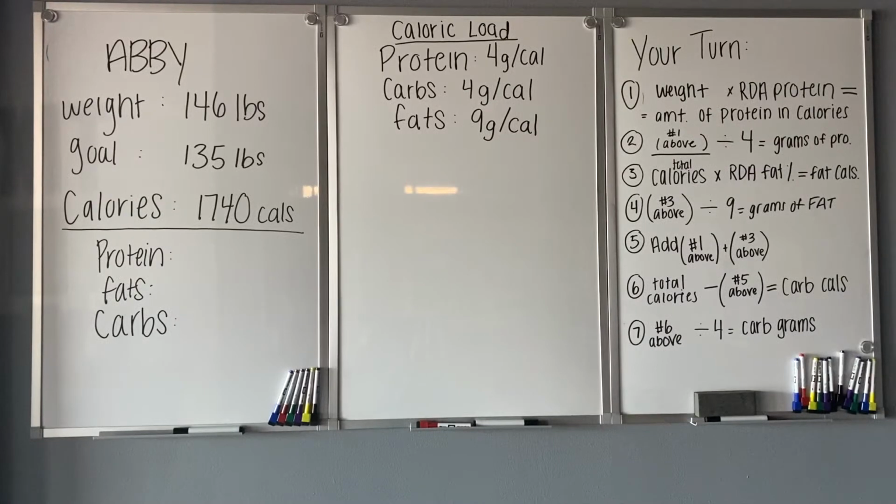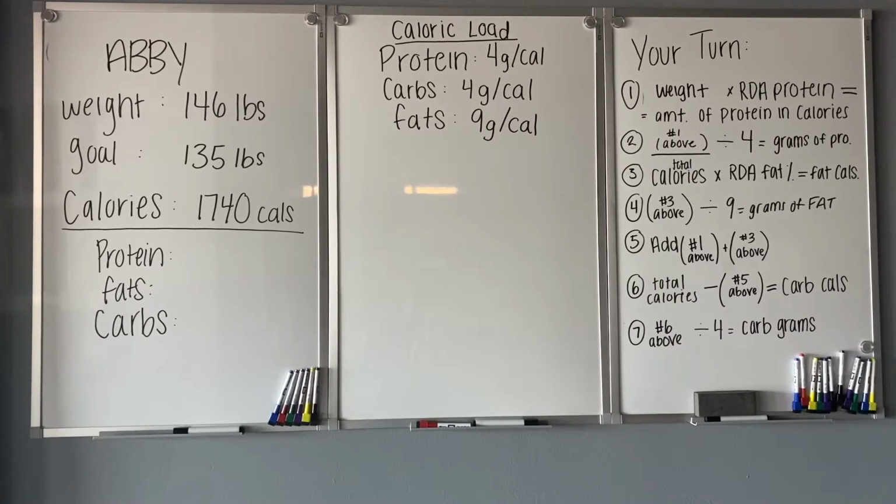All right, guys, next up, we're going to use this information to apply it so that you guys can turn your calories into macronutrients into grams, okay? So we'll use me as the example. On the left board, you can see my current weight is 146 pounds. My goal weight is 135 pounds. And from last week, we know that my calories should be 1,740 calories.